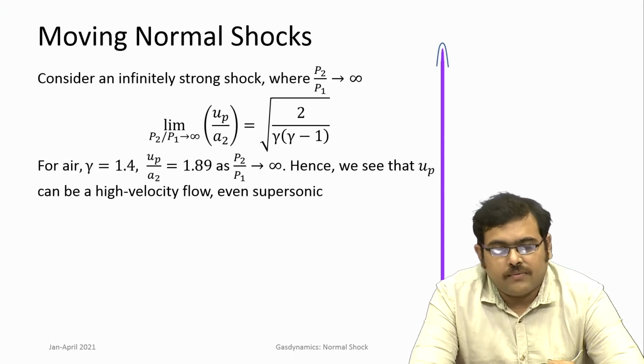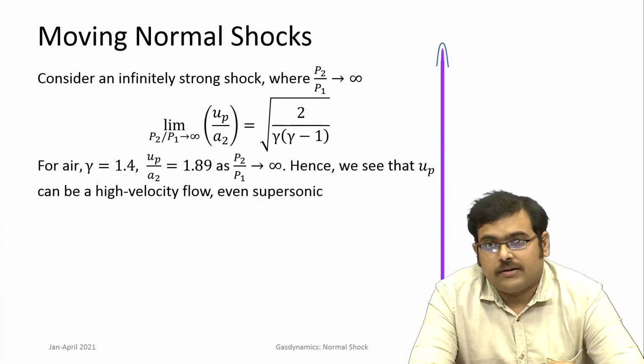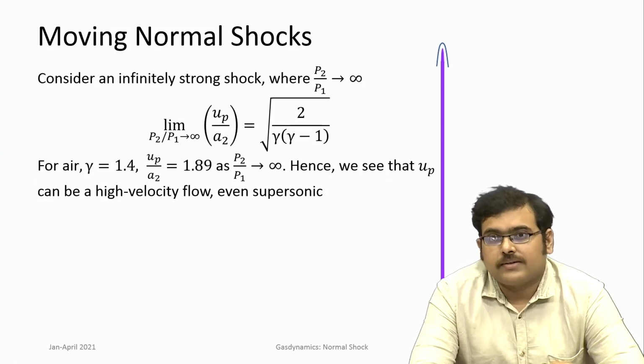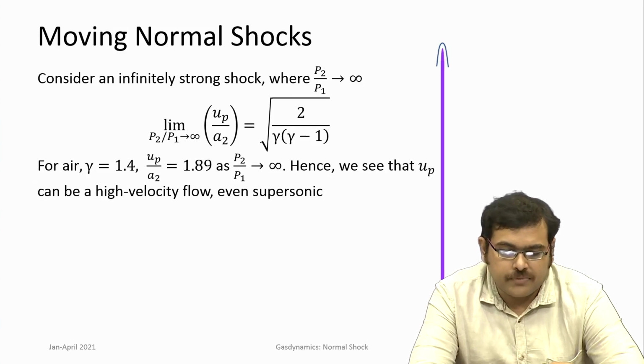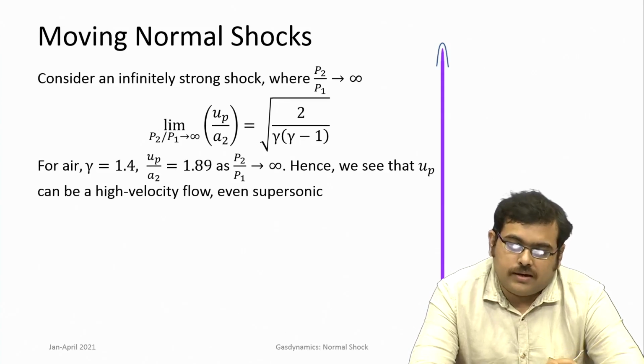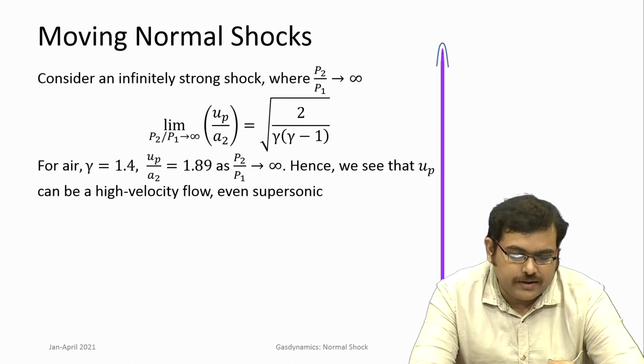So, let us consider a very strong shock wave, as an infinitely strong shock wave. P2 by P1 goes to infinity, that we had seen, as Mach number goes to infinity, P2 by P1 goes to infinity. But we also saw that M2, that is Mach number downstream of the shock, goes to finite values as M1 goes to infinity. That means the gas motion behind the shock will also reach a finite value. So, let us see what is that number.